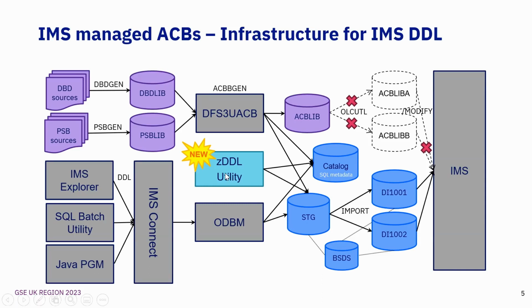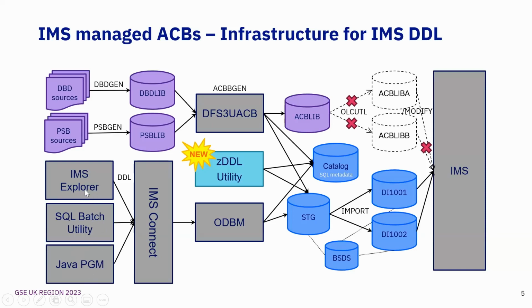And then once you have the ACBs in the staging directory data set, you can then import them using the type2 import command. There are other ways to submit DDL prior to the ZDDL utility, they are still around, and we don't have any plans of getting rid of them, by the way. So the three different ways that you can submit DDL is through IMS Explorer for development, or there's a utility called a SQL batch utility, or you can write a Java program, right? And using our IMS universal drivers, you can submit SQL or DDL, if you will.